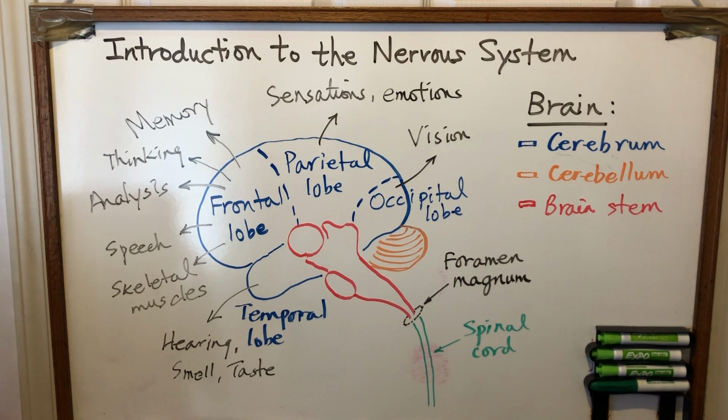So this concludes today's introduction to the nervous system. In the next lecture, we'll go into specific parts of the nervous system and talk about how each lobe in the cerebrum is able to perform all these functions. We'll talk about different parts of the brainstem, how the cerebellum works with the spinal cord to maintain your body posture, and so on.